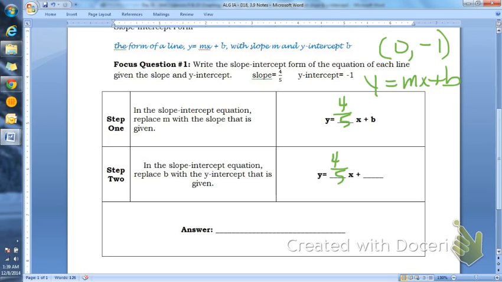Now, y equals mx plus b. This could be a minus b if you have a negative number. In this case, we do. So we have a -1. So to write the equation, you would write y is equal to 4/5 x minus 1. You can always write an equation of a line as long as you know those two values, your m value and your b value.